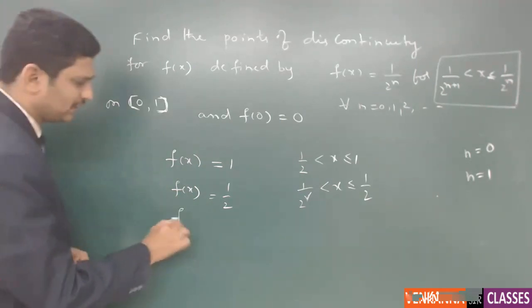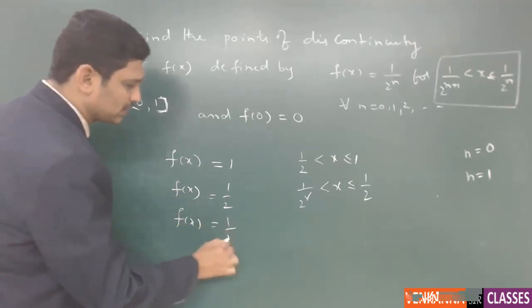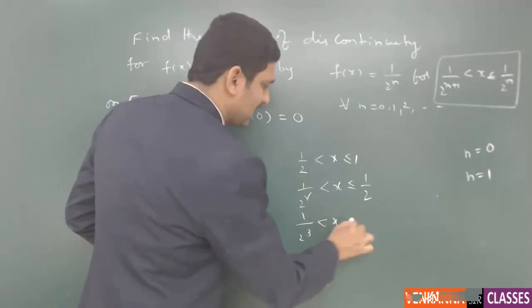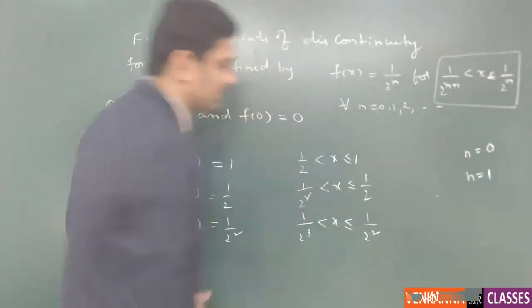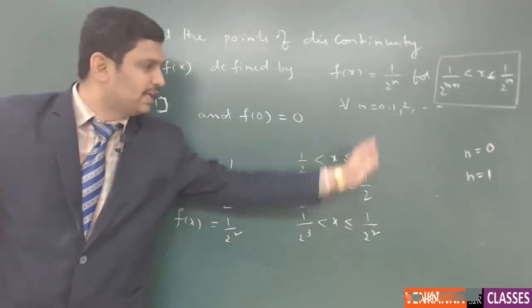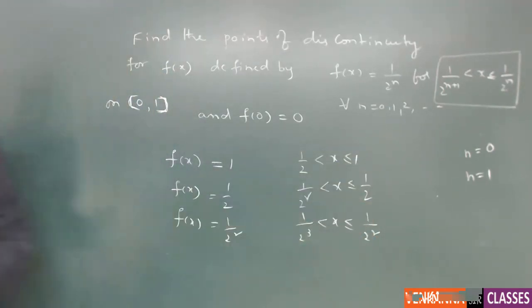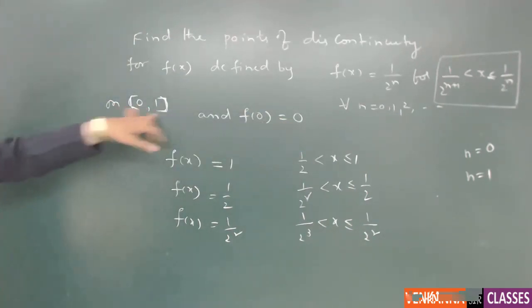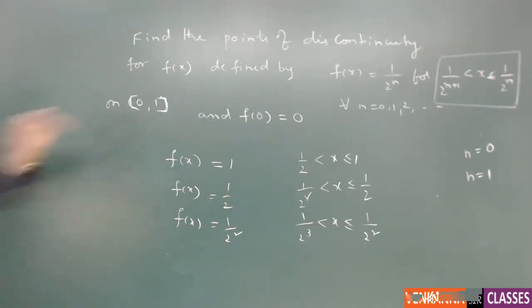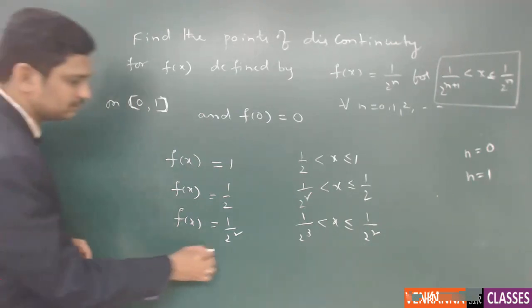So if you compute the next one, f of x is equal to 1 by 2 square, whenever 1 by 2 cube is less than x, less than or equal to 1 by 2 square. So the function value is nothing but the corresponding upper bound here, as and when you choose x between these two values within the interval 0 and 1. Now this is the bifurcation of the function. In this way you are going to continue.